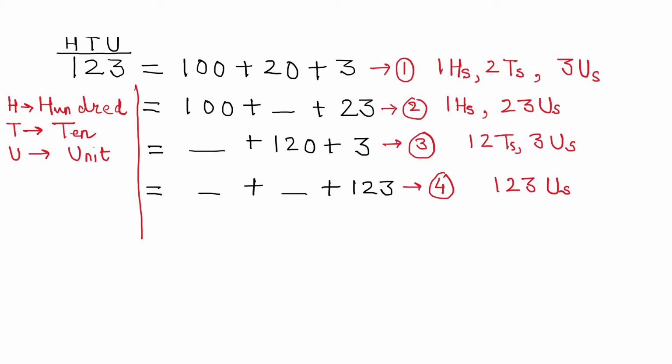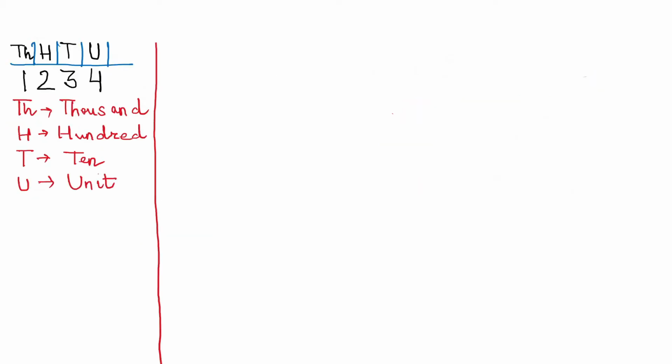Right? Let's take another example for this. So the other number that we have taken here is 1234, in which the units digit is 4, the tens digit is 3, the hundreds digit is 2, and the thousands digit is 1. So let's see in how many ways can we expand this number in terms of various expanded notations or forms of the given number.